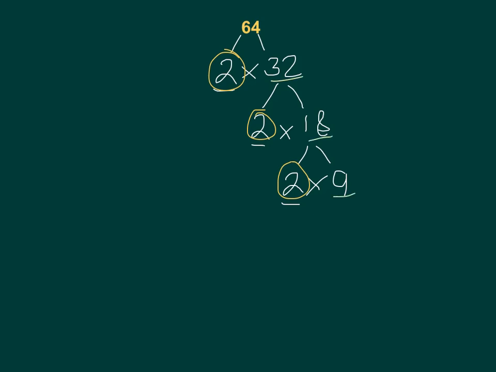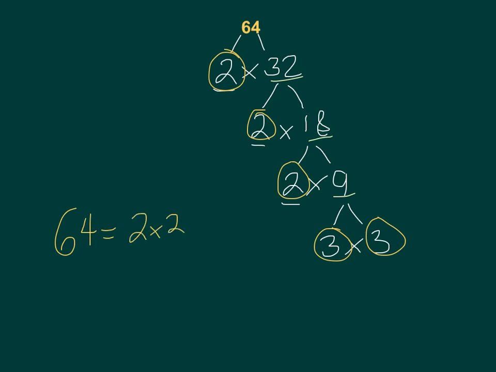8 is also a composite number. Breaking it down would give me 2 multiplied by 4, and 4 is 2 multiplied by 2, all prime numbers. So I've been able to stop right there. So when I look at my 64, 64 equals 2 times 2 times 2 times 2 times 2 times 2, and to place it more correctly, 2 to the sixth power.